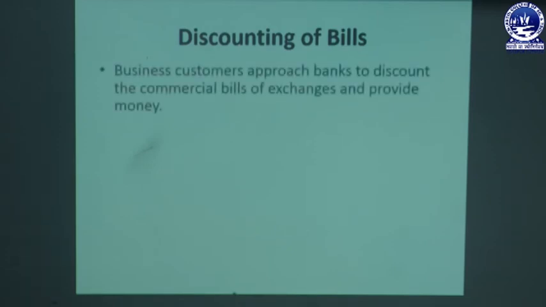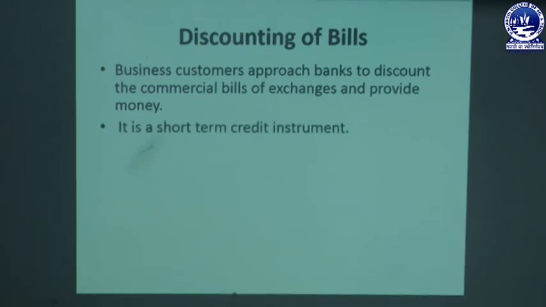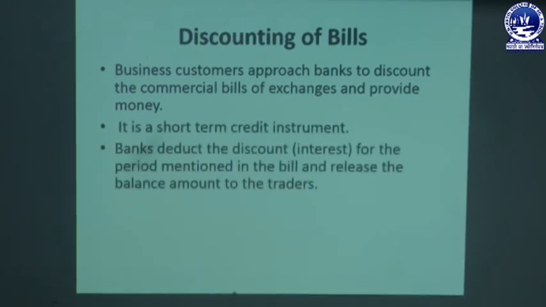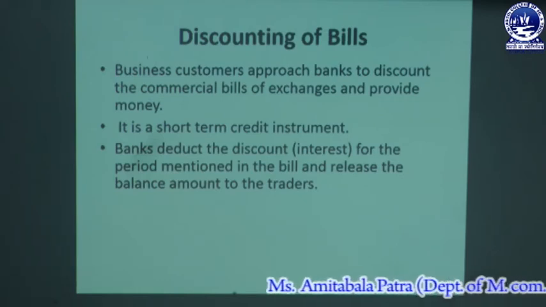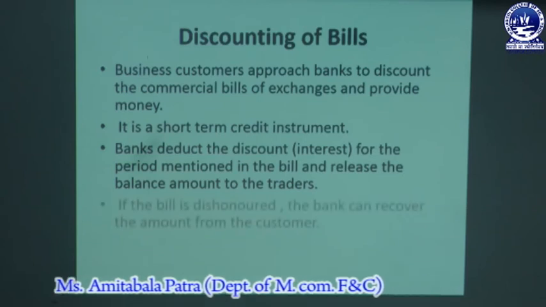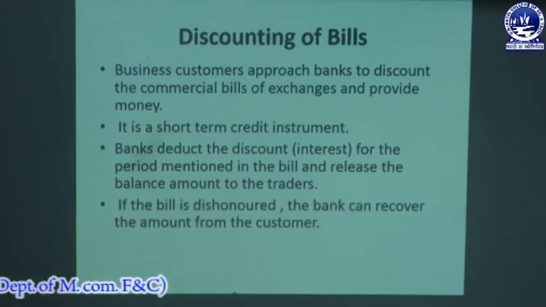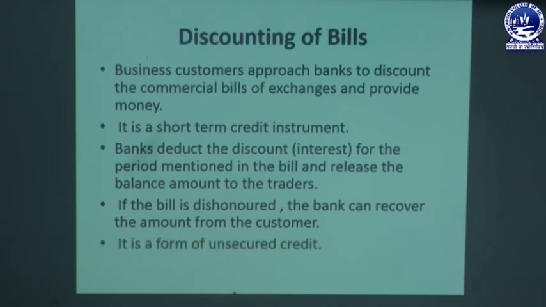Next we are having the discounting of bills, and business customers approach banks to discount the commercial bills of exchange and provide money. So it is a short term credit instrument, and banks deduct the discount or interest for the period mentioned in the bill and release the balance amount to the traders. So if the bill is dishonored, the bank can recover the amount from the customer, and it is a form of unsecured credit.